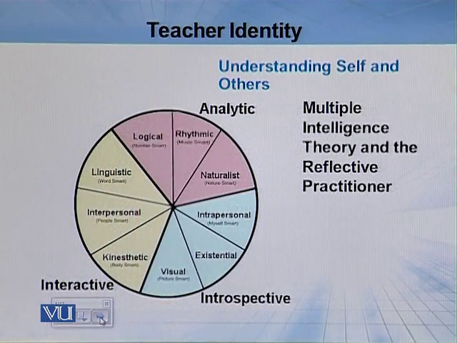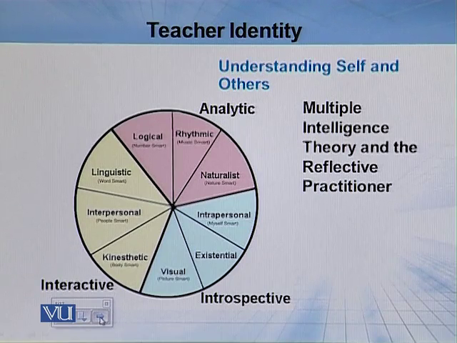What we can see is that for the reflective practitioner, MI theory can be broken into 3 areas: the analytic component of reflection, the interactive component of reflection, and the introspective component of reflection. In terms of analysis, something the reflective practitioner engages with all the time, the intelligences which are based in logical, rhythmic and naturalistic learning become very, very useful.